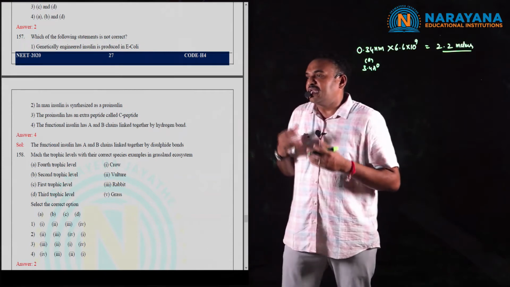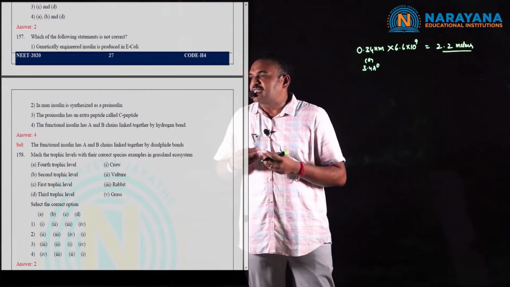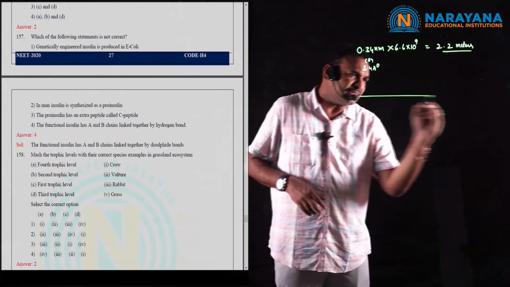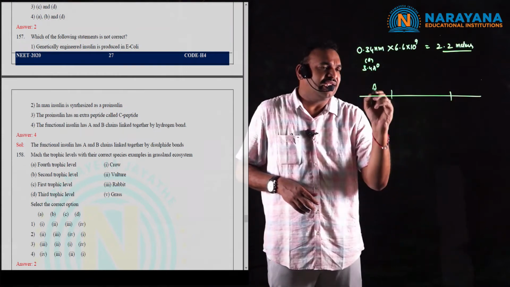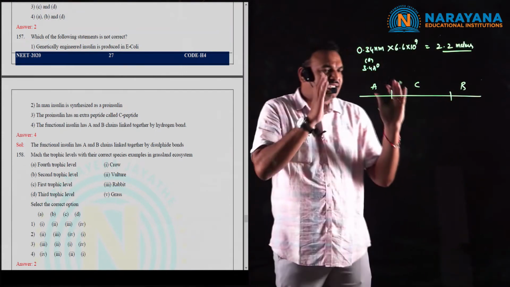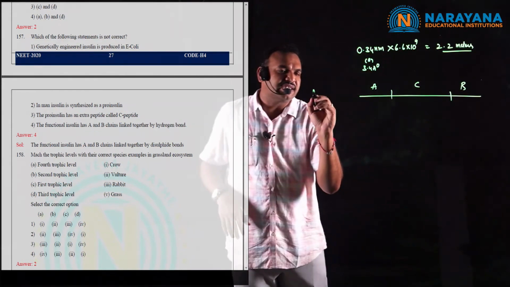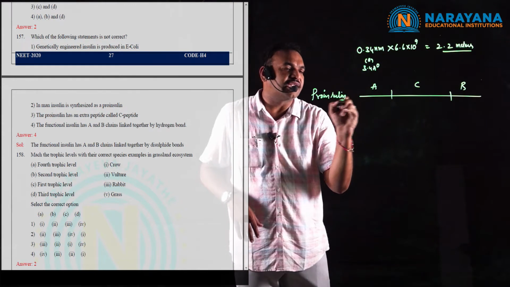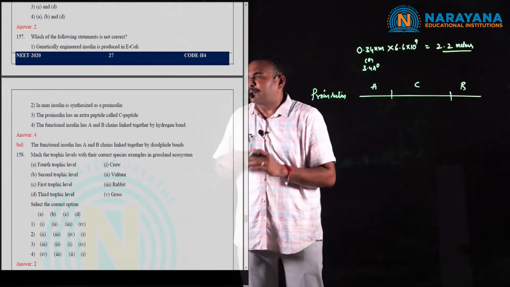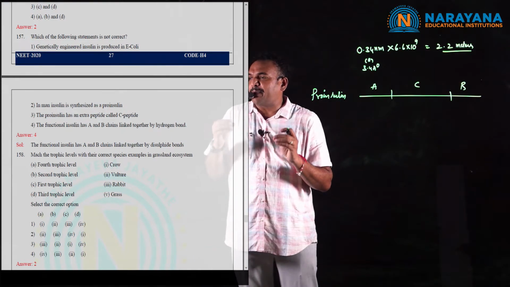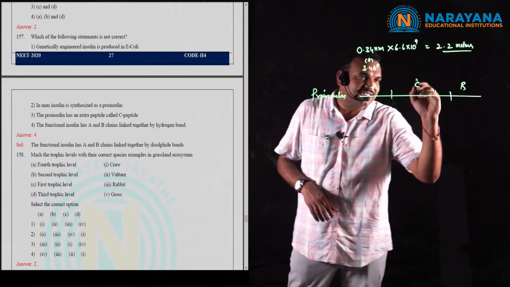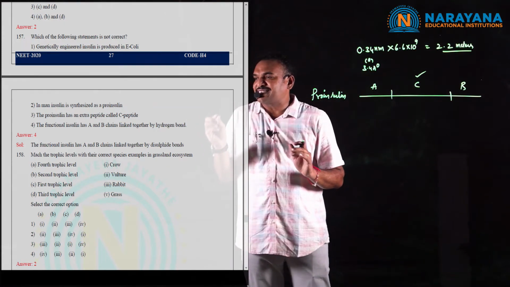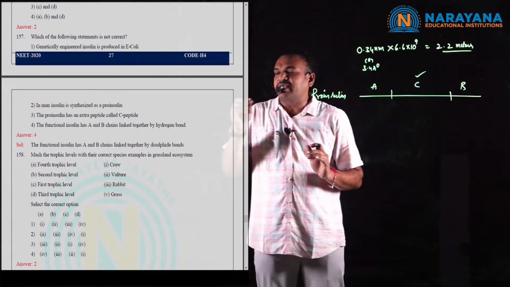And second option, in man, insulin is synthesized as a proinsulin. Yes, we know that proinsulin consists of three chains, that is A chain, C chain, and B chain. This three-chain polypeptide itself is called proinsulin. And third statement, if you observe, the proinsulin has an extra peptide called C peptide. Yes, this is an extra peptide. And the fourth one is that the functional insulin has A and B chains linked together by hydrogen bonds.